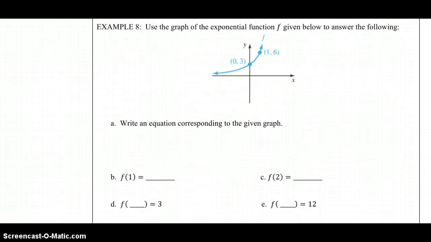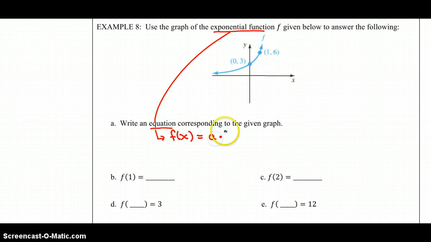Okay, so the first one asks us to write an equation corresponding to the given graph. Since they told us it was an exponential function, that equation is going to be of the form f of x equals a times b to the x. So our job is to find the value of a and b given by this graph.